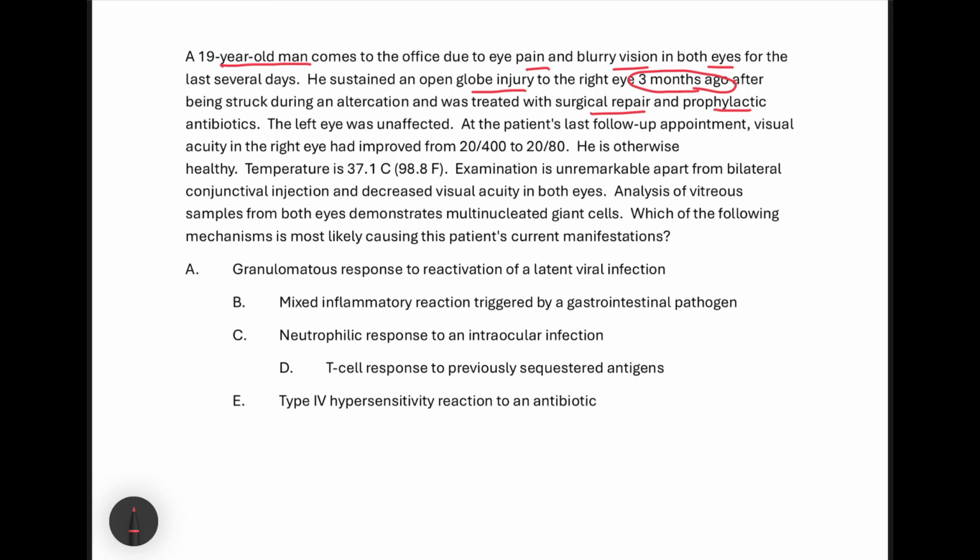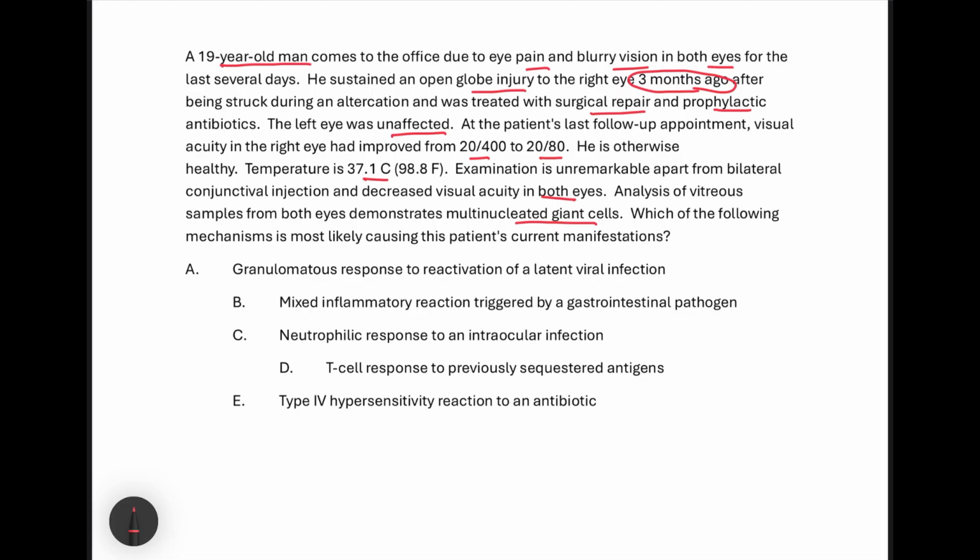The left eye was unaffected. At the patient's last follow-up appointment, the visual acuity in the right eye had improved from 20/200 to 20/80. He is otherwise healthy. The temperature is 37. Examination is unremarkable apart from bilateral conjunctival injection and decreased visual acuity in both eyes. Analysis of vitreous samples from both eyes demonstrates multinucleated giant cells. Which of the following mechanisms is the most likely cause of this patient's current manifestation?